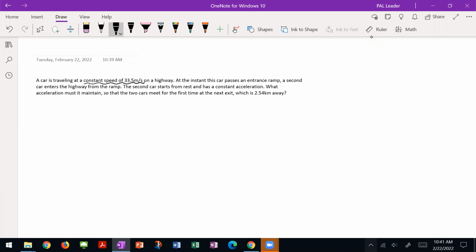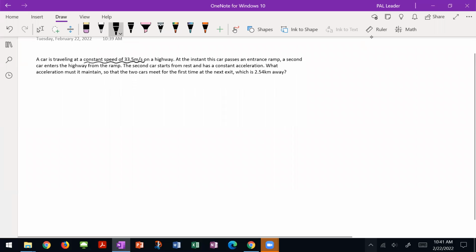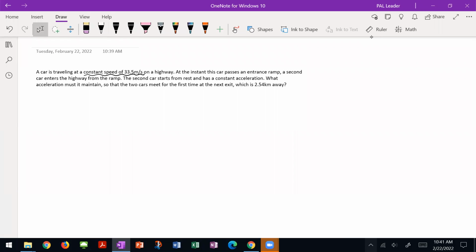At the instant this car passes an entrance ramp, a second car enters the highway from the ramp. The second car starts from rest and has a constant acceleration. What acceleration must it maintain so that the two cars meet for the first time at the next exit, which is 2.54 kilometers away? So I need a picture.